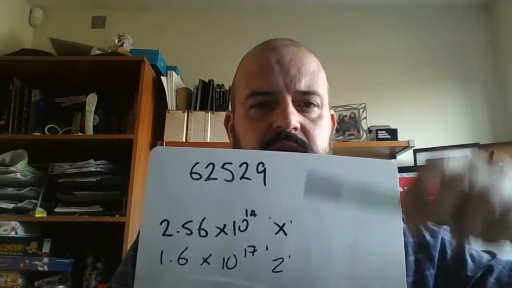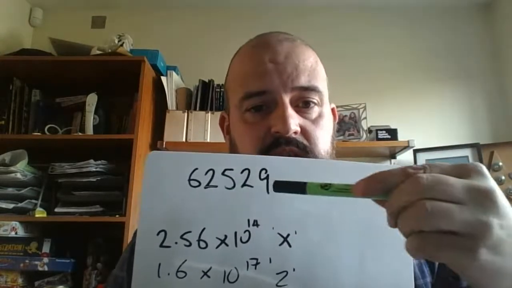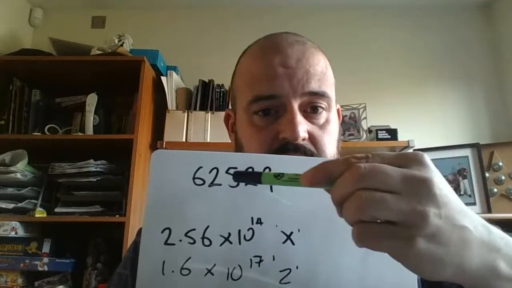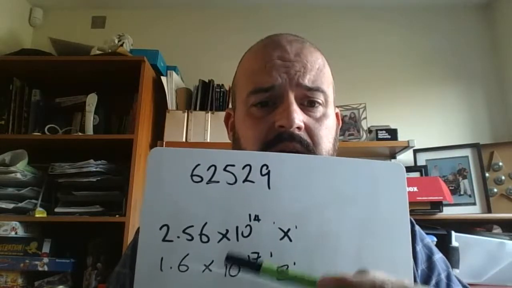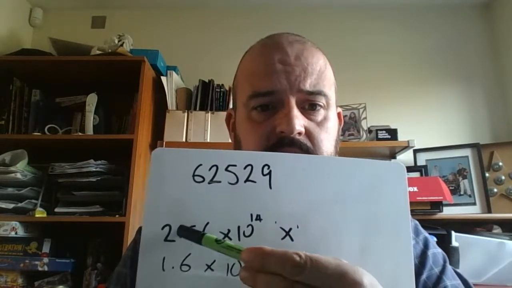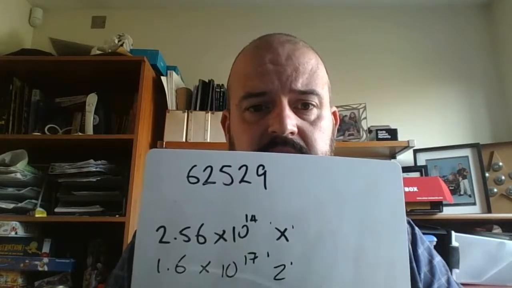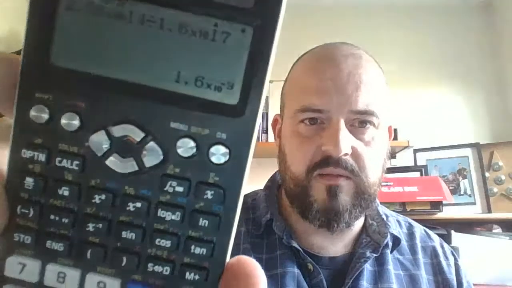So if I want to do the same, I want a ratio. This is already a ratio. This is how many times brighter it is. I want to know now how many times hotter is it. So I need to divide this number by this one. So I'm going to quickly do that. 2.56 times 10 to the 14 divided by 1.6 times 10 to the 17. And I get 1.6 times 10 to the -3.